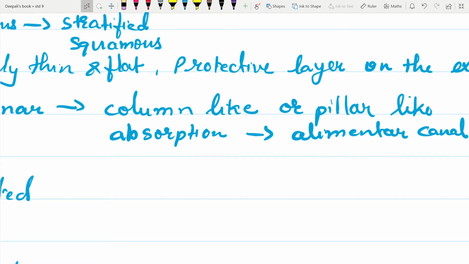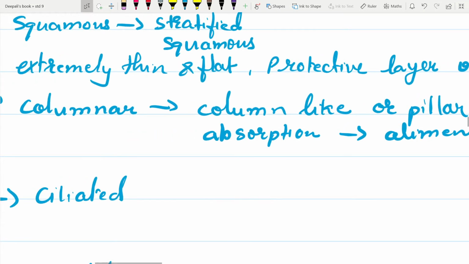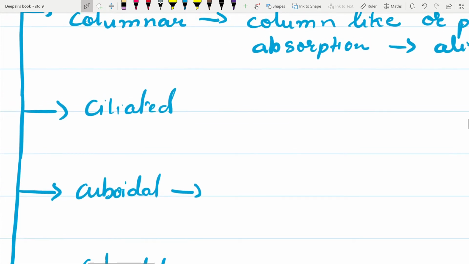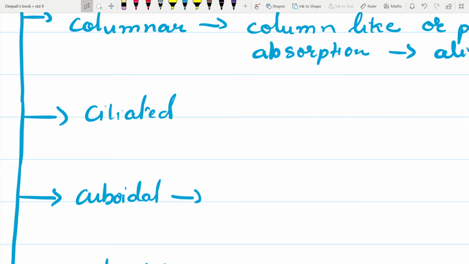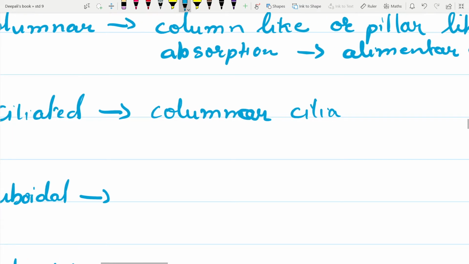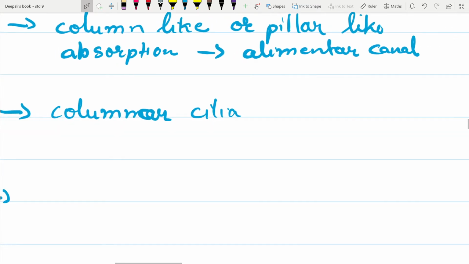Next is ciliated. The tall columnar epithelium, if it is provided with cilia, is ciliated. Cilia are hair-like structures which increase the surface area for absorption and produce current. They are seen in respiratory passages.